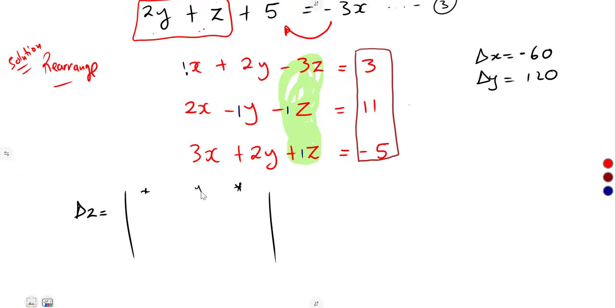It is only z. So x, as it is: 1, 2, 3, the coefficients. Y is what? 2, -1, +2. But z has to be replaced with the constants: 3, 11, -5. Then you determine your determinant. So I'm going to expand using the first row again.